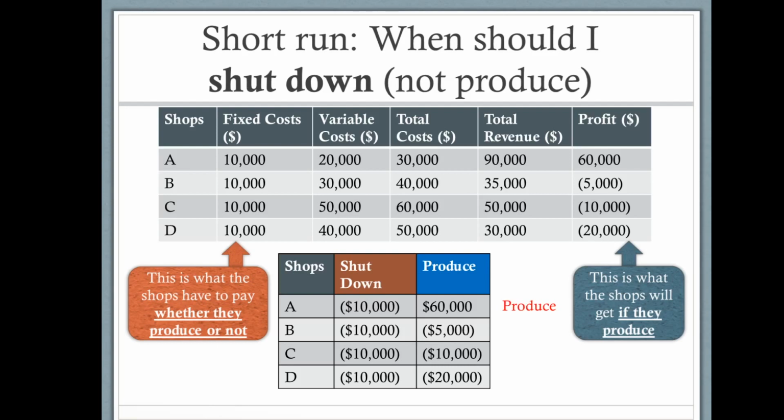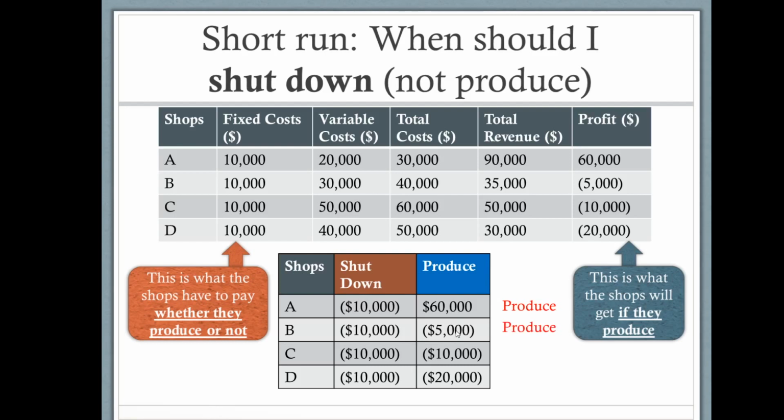But what about B? If they shut down, they have to pay $10,000. But if they decide to produce, they will have to pay $5,000, and that is the loss. So should B produce? You see here, it's not about whether you have a loss or not. Even when you are having a loss, in the short run, when you cannot completely exit the market, you have to consider this as well. That's why for shop B you still have to produce.